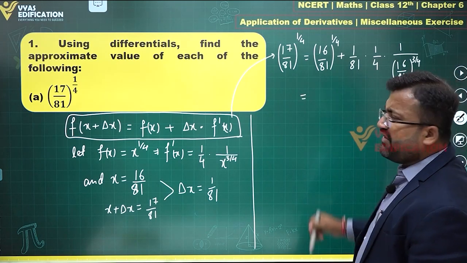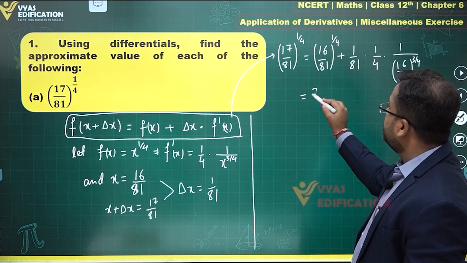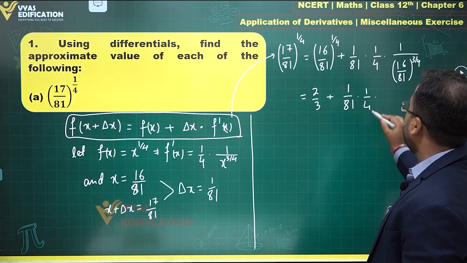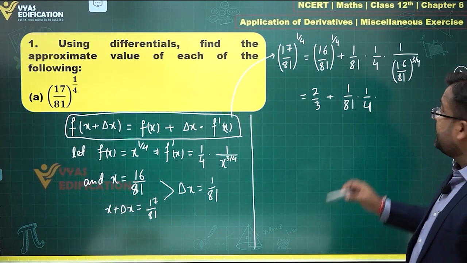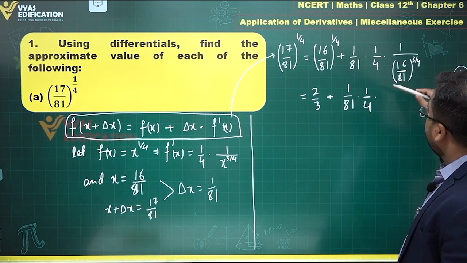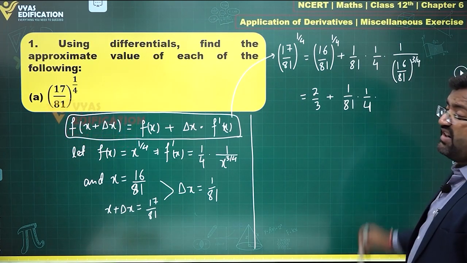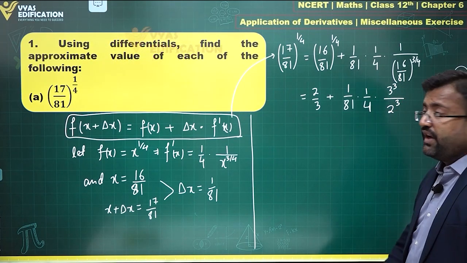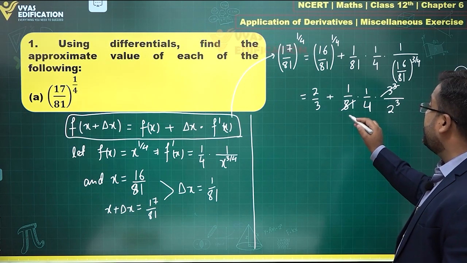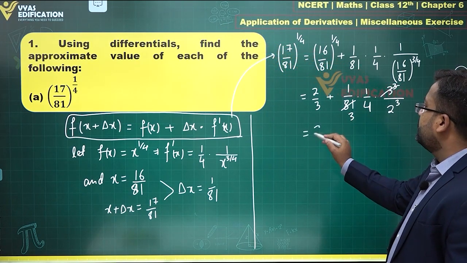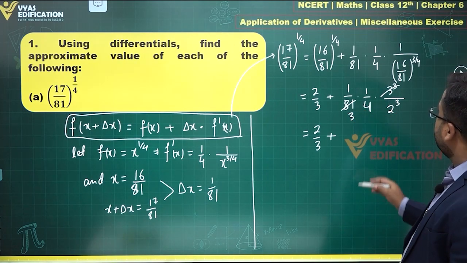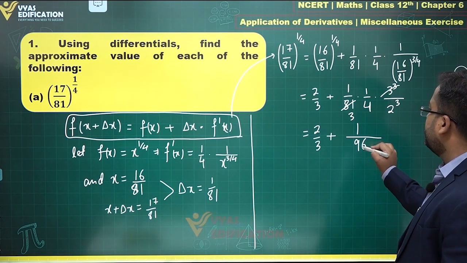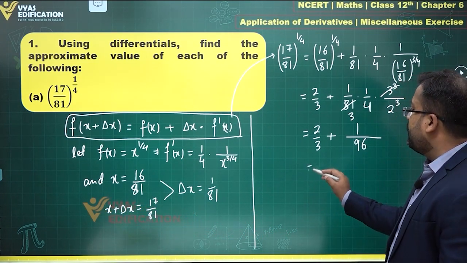Now this 16 upon 81 power 1 by 4 is pretty simple. This is 2 power 4, 3 power 4, so this becomes 2 by 3, plus 1 upon 81 times 1 upon 4, which is also simple. What is this equal to? If you observe, this is 2 power 4, 3 power 4, raised to power 1 by 4 will be 2 and 3. Power 3 will tell me that this is 2 power 3, 3 power 3. The denominator will go over here. This is 3 power 3, which is 27, 81 goes, and this will become 3. This is 2 by 3 plus, what is this? This is 1 upon 12 times 8. 12 times 8 will be 96. This is approximately equal to this. And what will this value be equal to?